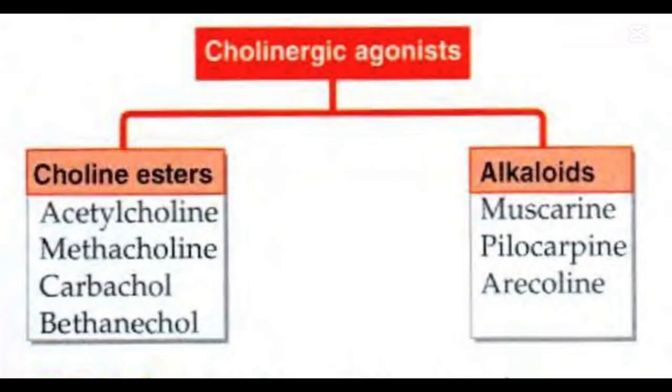Now the alkaloids are three. We call them MAP: the muscarine, the pilocarpine, and the arecoline. But one thing you have to know is that not all of them are used clinically, so we'll just focus on the ones that are used clinically. In the alkaloids, the only useful agent here is pilocarpine.